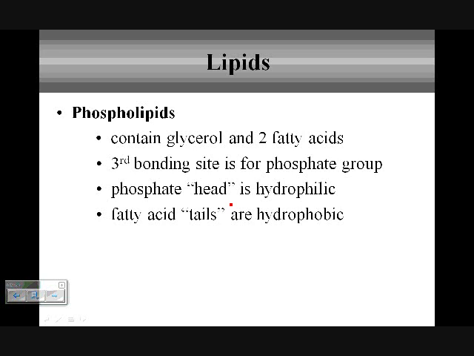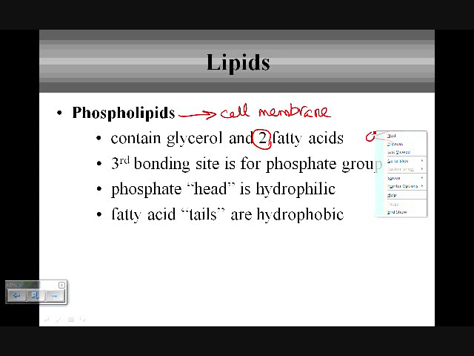Then our phospholipids, which should be very familiar to us because we talked a lot about these last year when we specifically addressed the cell membrane, right? Huge structural component of the cell membrane. In this case, it contains a glycerol, but only 2 fatty acids. So you're going to have that glycerol molecule, but only 2 fatty acids coming off of the glycerol. The third bonding site where you typically would have an extra fatty acid instead is actually going to have a phosphate group that comes off of it, right? Which has more than just the phosphorus.